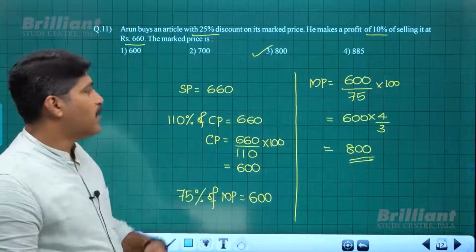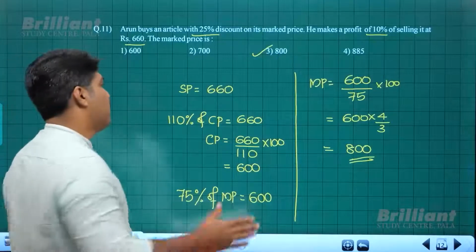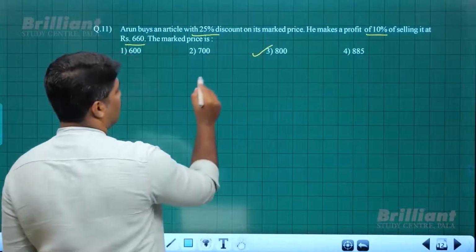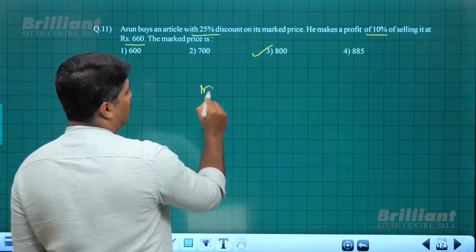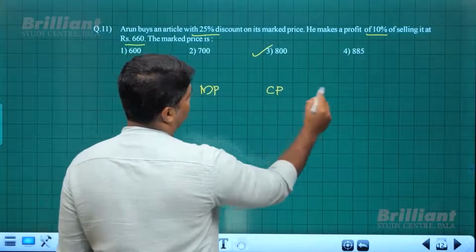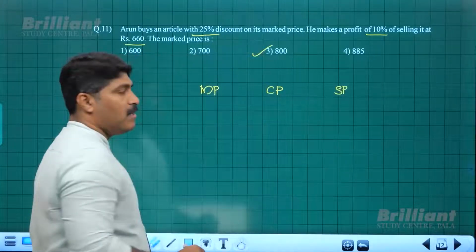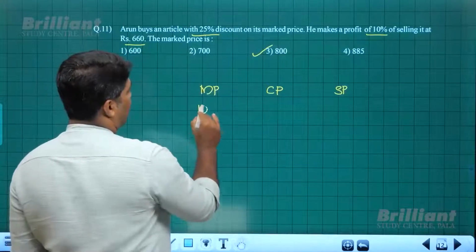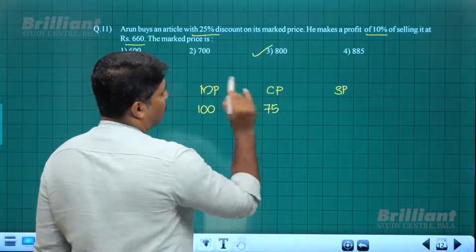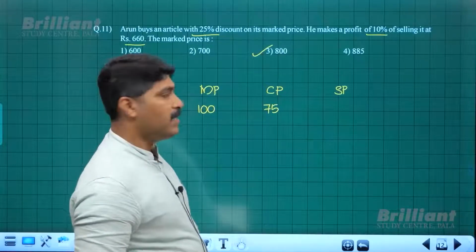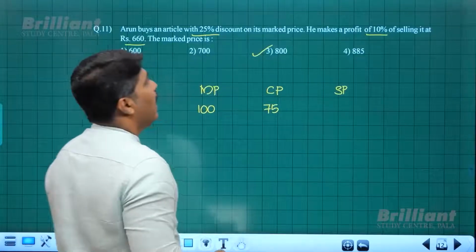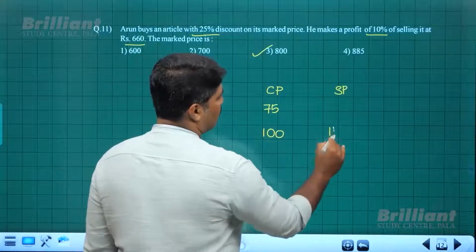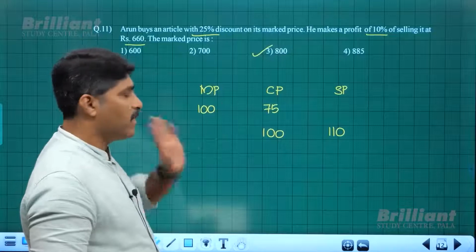What is another logical approach for this type of question? That's a unitary approach. Let me teach you the unitary method here. First there is a marked price. Second there is a cost price and the selling price. The selling price is nothing but the price at which this particular person sold the product. Here the marked price is given as 100, and there is a discount of 25%, so we can consider the values like this: 100 and 75. The next one, he made a profit of 10%. So if the cost is 100, this is 110. Correct?